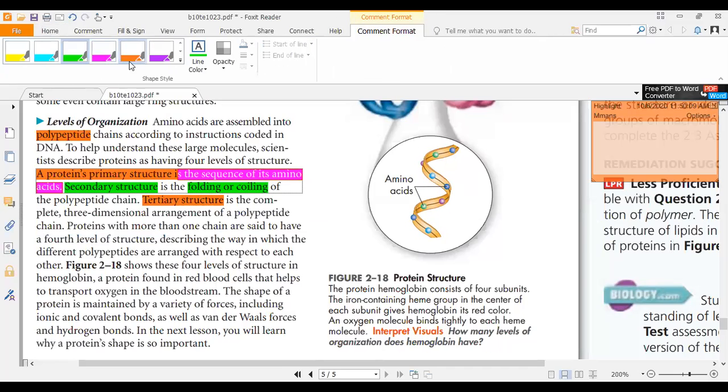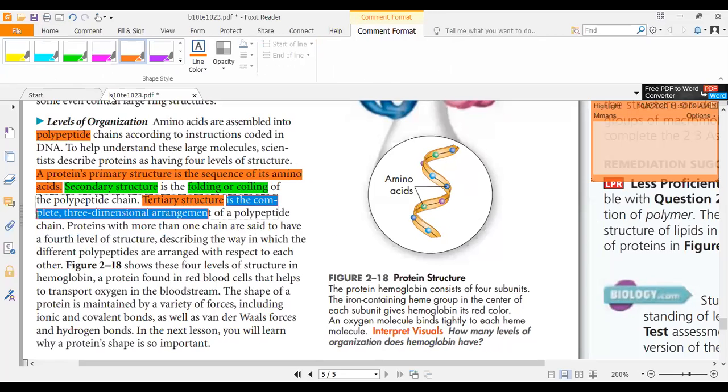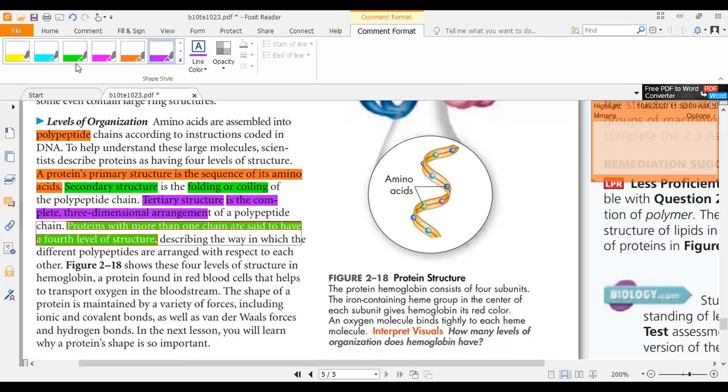Here we go. Tertiary structure is the complete three-dimensional arrangement. It forms a 3D shape. I'll make it purple. And the fourth level is made up of more than one chain. I'll make it with a different color.